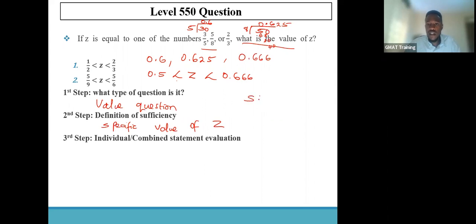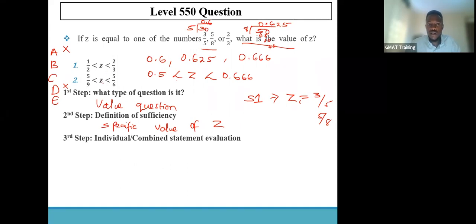When you're looking at statement 1, it gives us the value of z to be equal to 3 over 5 or 5 over 8. And remember that for a statement to be termed as sufficient, it must give us a specific value of z. Just because statement 1 gives us two values, it becomes insufficient. And using the decision tree, we can cancel out choice A and choice D because the first statement is insufficient.